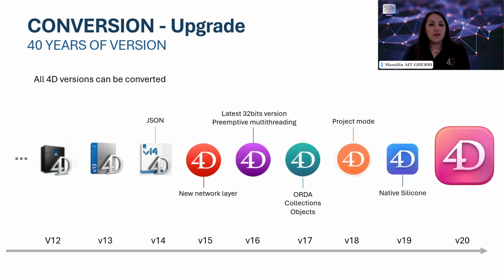So now, all 4D versions can be converted, but of course, some require more care. Our experts, some with over 30 years of 4D experience, know how to navigate these legacy architectures and help you move forward safely. Each version of 4D introduces major changes, from the new network layer in V15 to the preemptive and multi-threading in V16, or the beginning of ORDA and collection and object in V17, the project mode in V18, or the compatibility with native silicon in V19, and many more in V20.